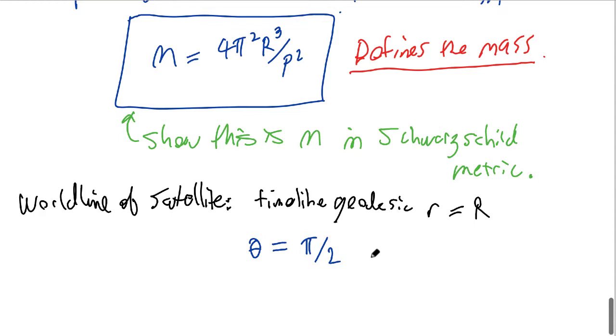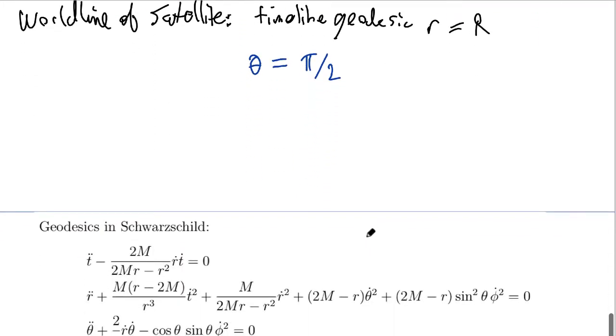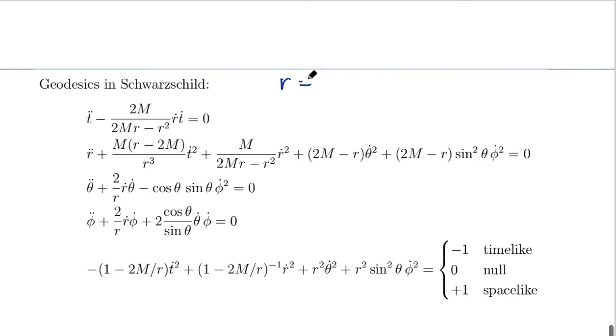And that's a reasonable assumption, because if we start the satellite in the equatorial plane and we start it moving tangent to that plane, then by spherical symmetry, there's nothing that would make it veer out of that plane. So here are the geodesic equations, and we're going to set r equal to a constant, big R, and θ equal to a constant, π/2. So with these assumptions, ṙ and r̈ are 0. So this term vanishes, this term vanishes, this term vanishes. And also θ̇ is 0, so this term vanishes. θ̈ vanishes, θ̇ is 0.